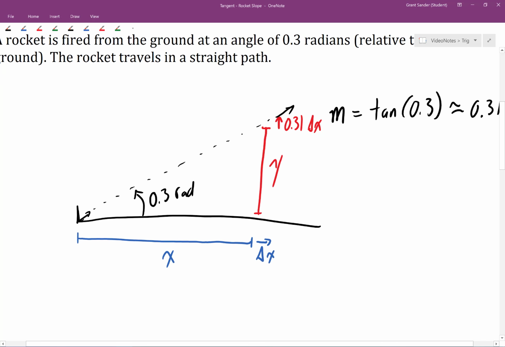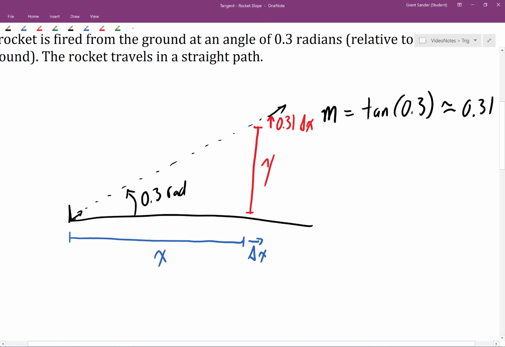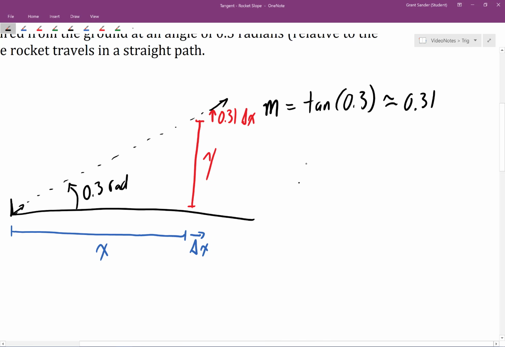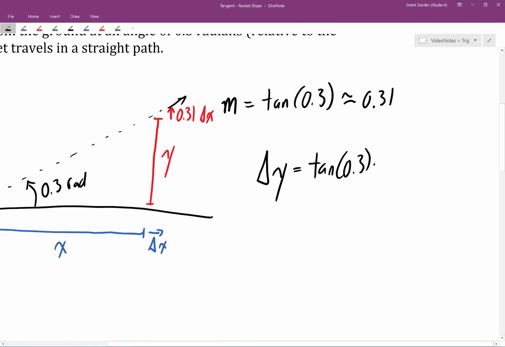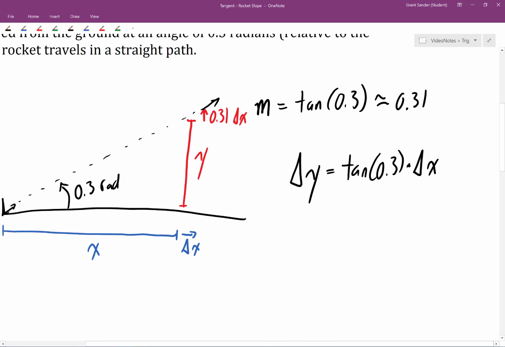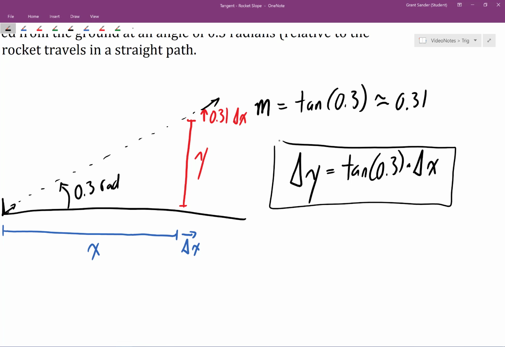So this is just our meaning for slope. We can generalize that and say that delta y, the change in the rocket's height above the ground, is always equal to tangent of 0.3, which is about 0.31, times as large as our change in x, which is the change in horizontal distance from the launch point. So this is a formula for how we can use the tangent function to relate changes in x and y, or changes in horizontal and vertical distance.